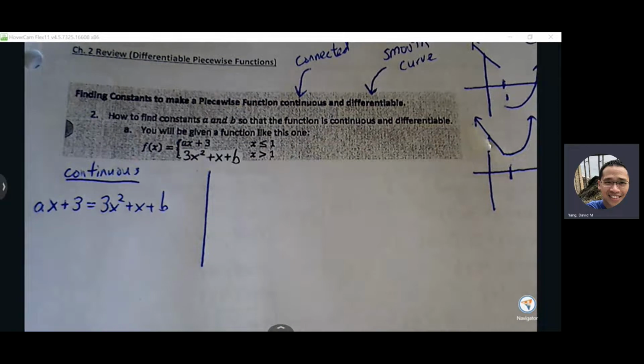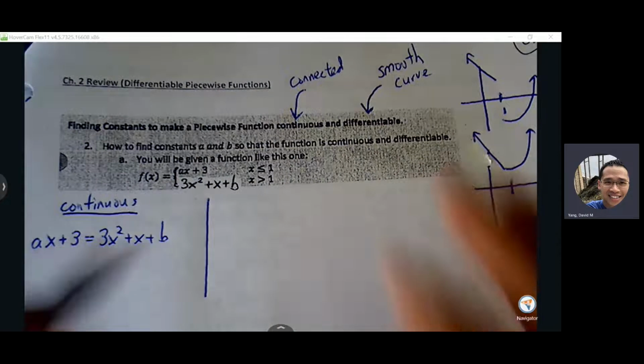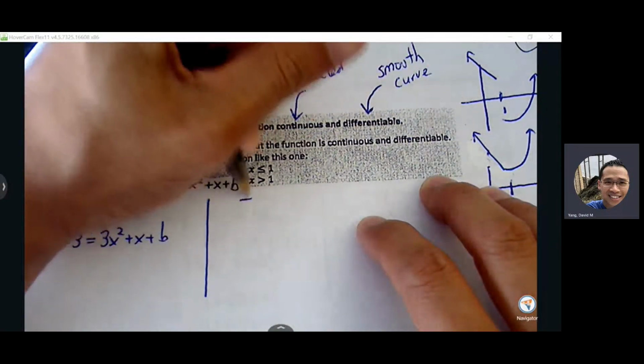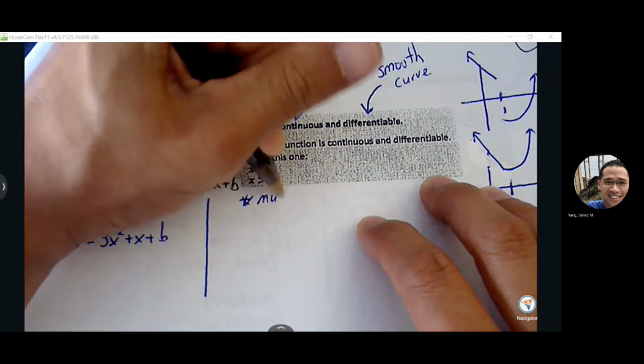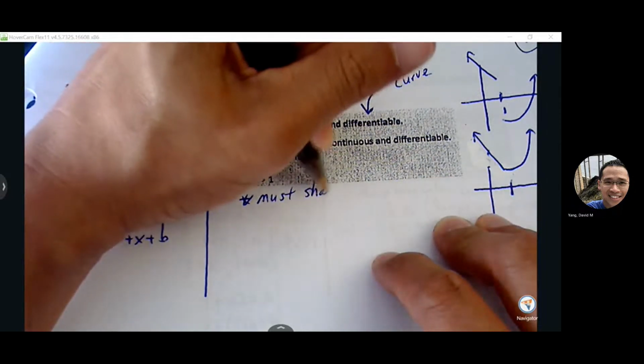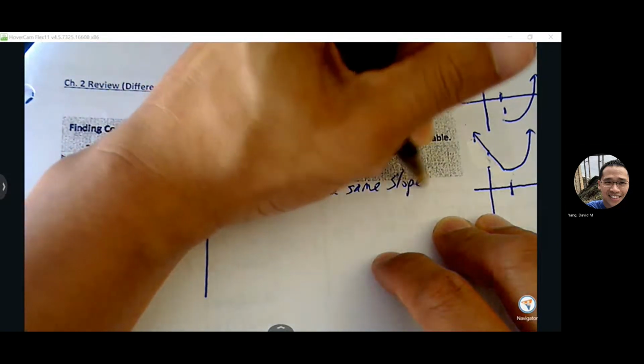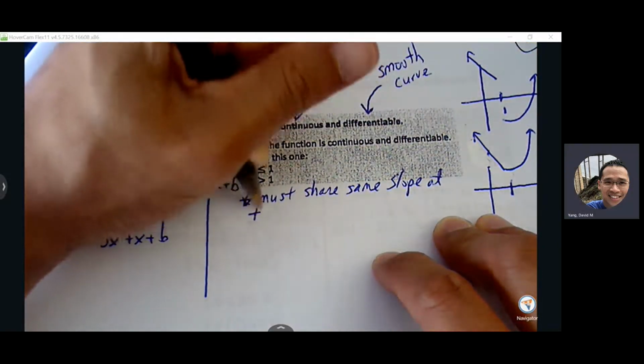If they don't share the same slope, then I'm not able to smoothly transition from one graph to the next. I'm going to get a sudden change in direction. That's going to be a sharp turn, and it's not differentiable. So in order to be differentiable, the graph must share the same slope at their transition point.